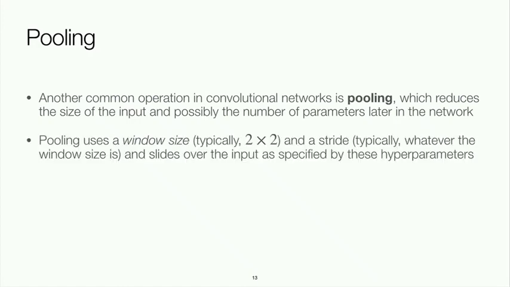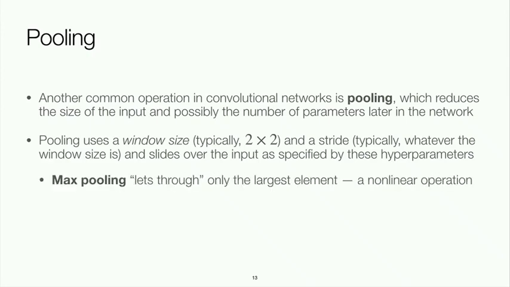Pooling uses something called a window size. Oftentimes 2 by 2 is quite popular, and a stride. A stride here means the same thing: how much are we moving over every time we do pooling? And typically for pooling, the stride is whatever the window size is. So if it's 2 by 2, we're going to stride over by 2 every single time so that we're looking at non-overlapping parts of our input. And it slides over the input specified by these hyperparameters. Oftentimes we're going to pool the output of a convolution layer in order to make it something smaller. What does that operation actually look like?